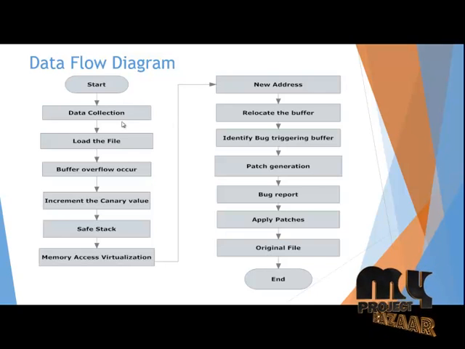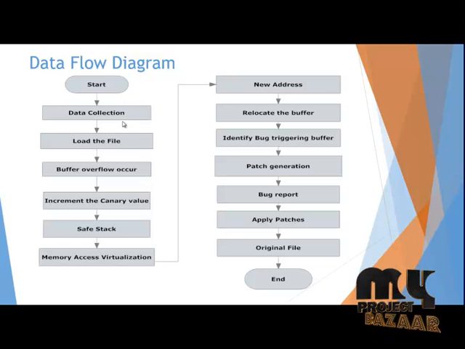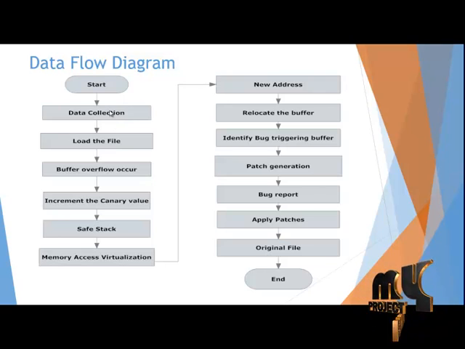Next, I am going to explain the data flow diagram of the process. Start the process, and next data collection. In data collection, we collect the log file in the process and load the file into the buffer. When the size of the loaded file is greater than the buffer size, a buffer overflow occurs. If a buffer overflow occurs, we increment the canary value for identifying the bug triggering buffer in future, and go to the SafeStack system.